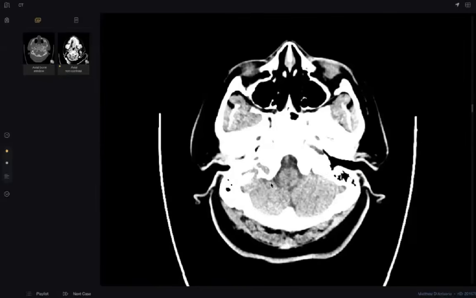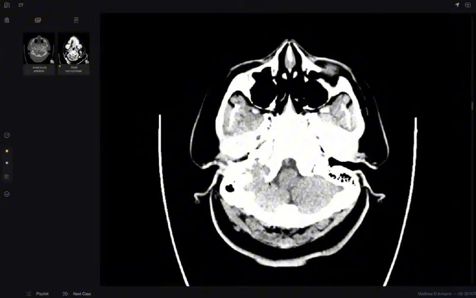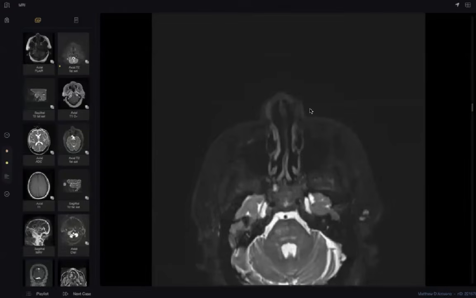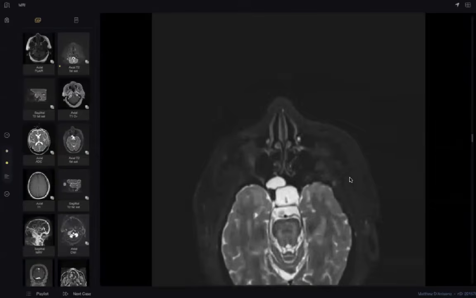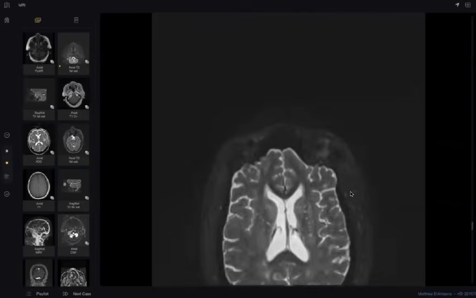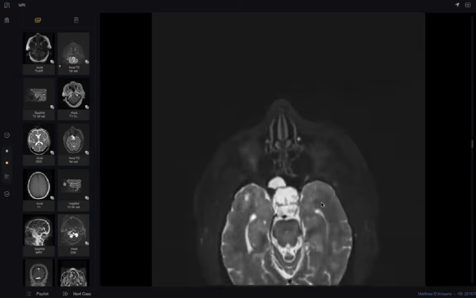I will convey my findings to the referring physician and ask for MRI images of this patient if available, and also whether the patient has a history of tinnitus, pulsatile tinnitus. So these are the axial T2 MRI images of the same patient. I will go into the area of concern.